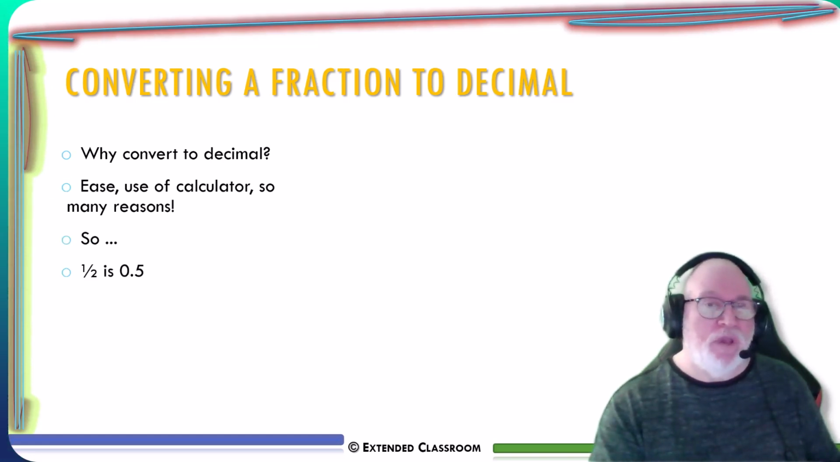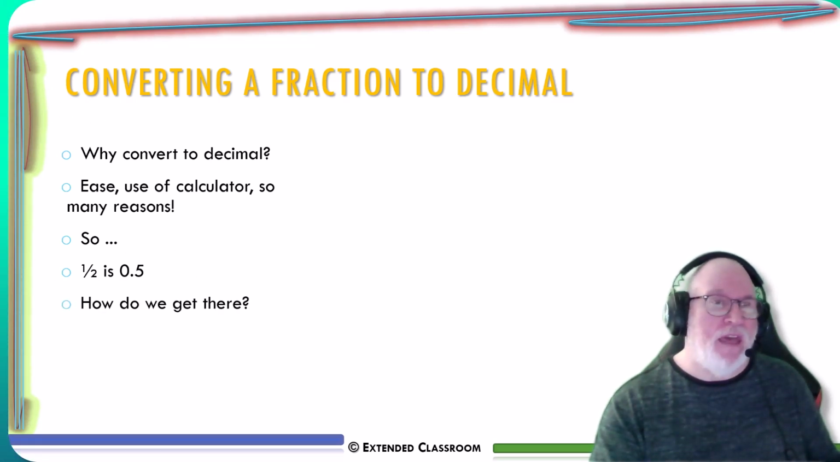So, if we look at the fraction of a half, everybody knows that, it's 0.5. So if you're converting that into a decimal, it's 0.5. How did we get there?